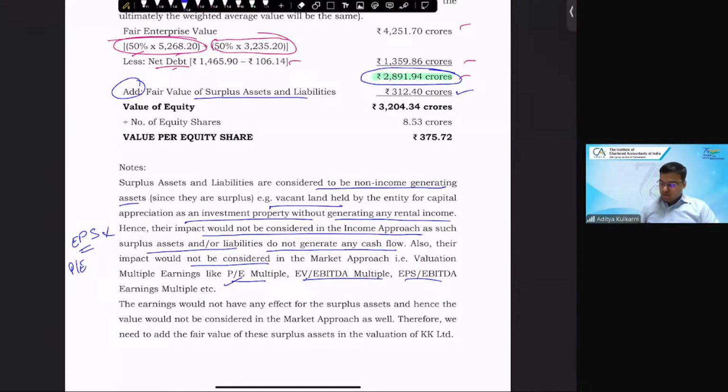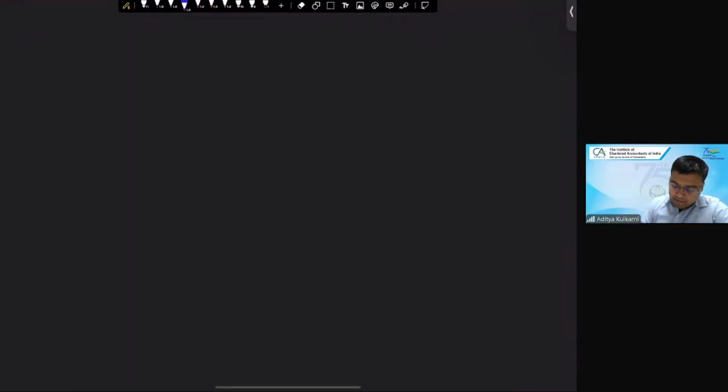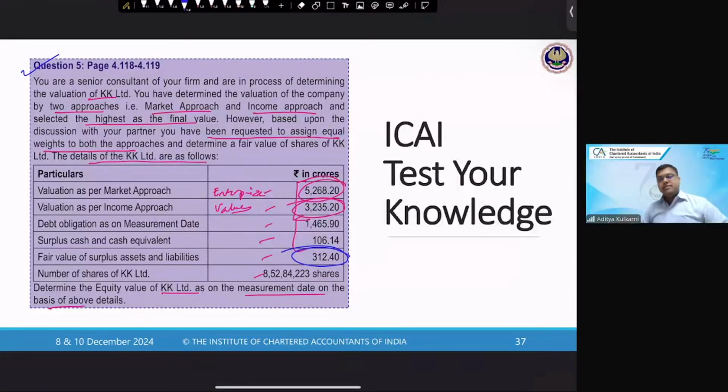Clear? No, sir. So after adding, value of equity comes to 3204 crores divided by number of equity shares 8.53. So that gives you 375.72 per equity share. All right. So that is done.